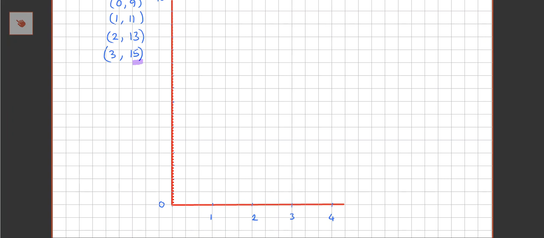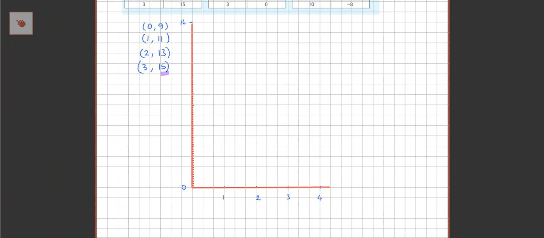Once I've got my line drawn, I can plot my coordinates. So I can do 0 up to 1, 2, 3, 4, 5, 6, 7, 8, 9. I'm going to put a cross there. Then 1 and 11. So I go up there, 9, 10, 11. That's an 11 because that's a 10. Then I notice it's just going up 2 every time. So I can go up 3 squares each time, I've got a shortcut. And those are my points, my coordinates.